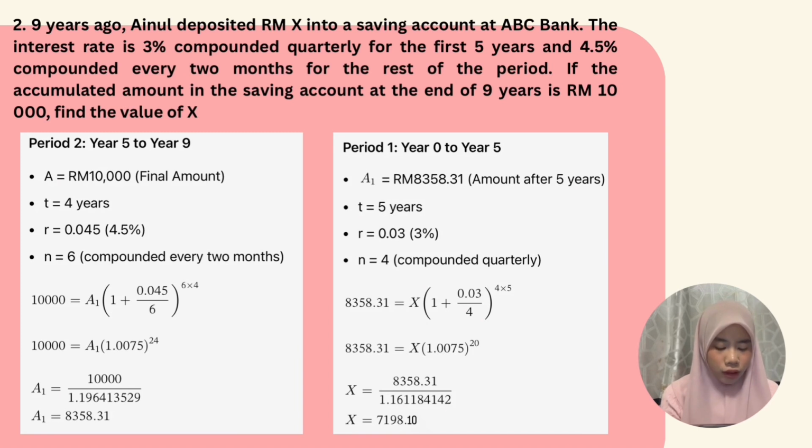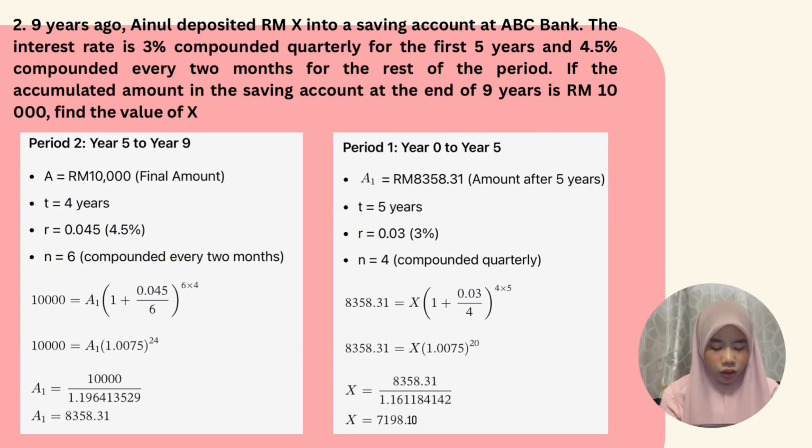We use the formula A = P(1 + r/n)^(nt). This formula gives the total amount after a period when interest is compounded. Okay. Period 2, year 5 to year 9, the last 4 years. For this period, the annual rate is 4.5% compound every 2 months, which means 6 compounding periods per year. We know the final amount at the end of 9 years is 10,000 ringgit.